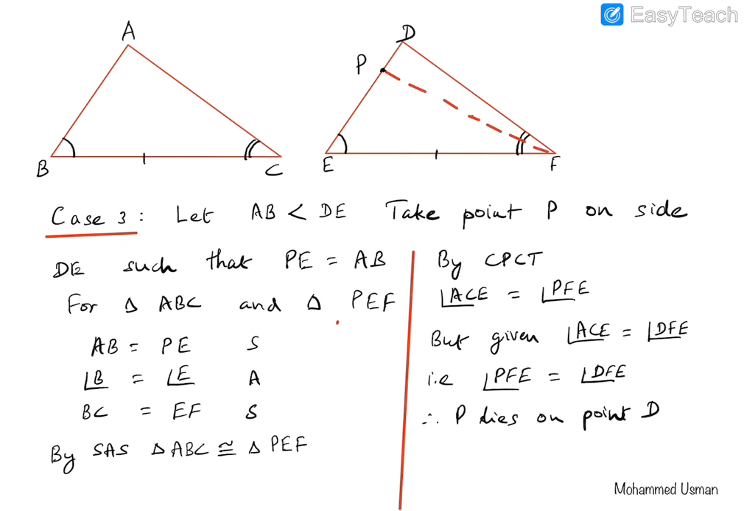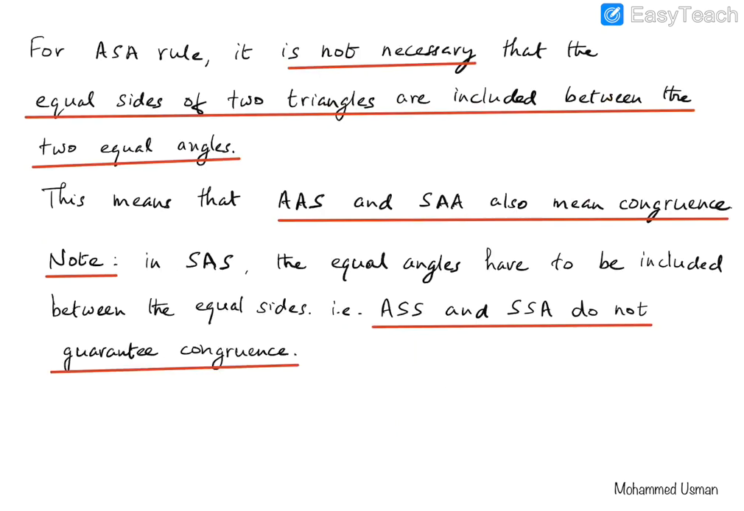However, unlike the SAS rule, the angle side angle rule, the ASA rule, does not require the equal side to be between the equal angles. For the ASA rule, it is not necessary that the equal sides of the two triangles are included between the two angles. So that means we can have the equal side on the outside of the equal angles as well. So we can have AAS or SAA conditions to prove congruence.